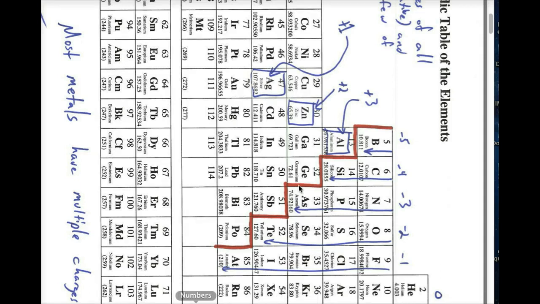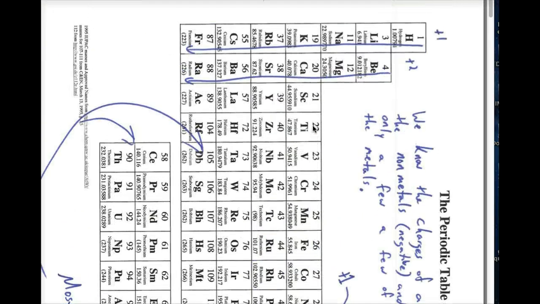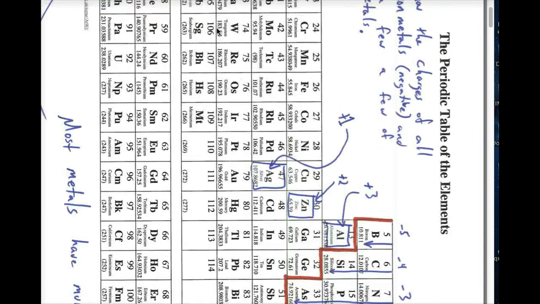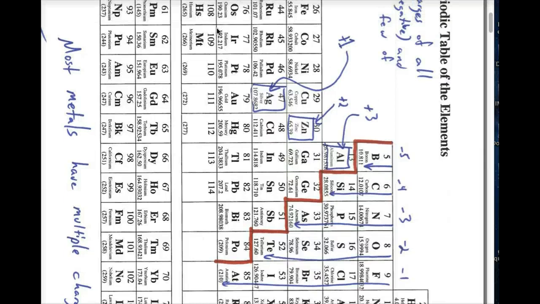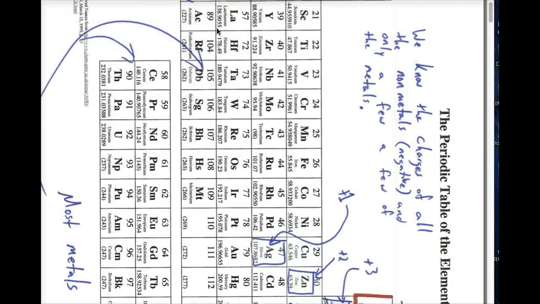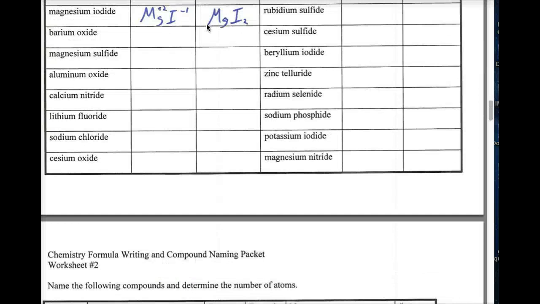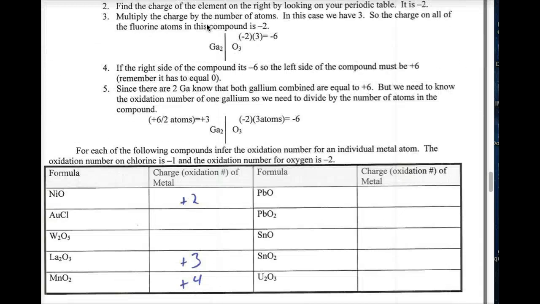But the metals, actually we only know a fraction of the metals. We only know the first two columns, and then the silver, zinc, aluminum interchange here. All the rest of the metals have unknown charges, because it's possible they can have more than one charge. And that's where we have to actually be a little bit more specific.